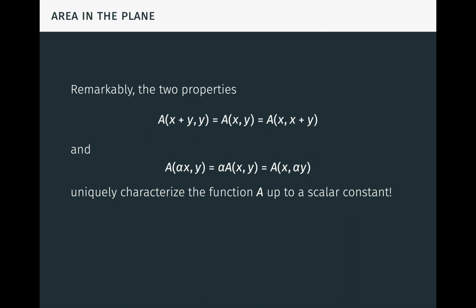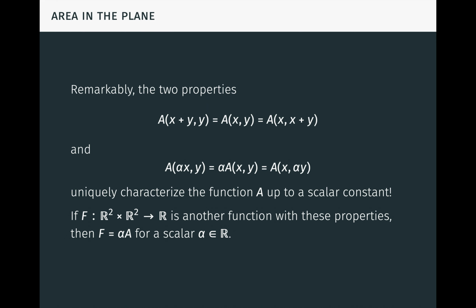Now, you might think that we haven't yet described much about the oriented area function, but remarkably, the two simple geometrically inspired properties we saw uniquely characterize the function up to a scalar constant. This means if f is another function with the same properties, then f is just alpha times A for a scalar alpha. The scalar alpha is the unit area assigned by f to the square determined by the standard basis vectors.